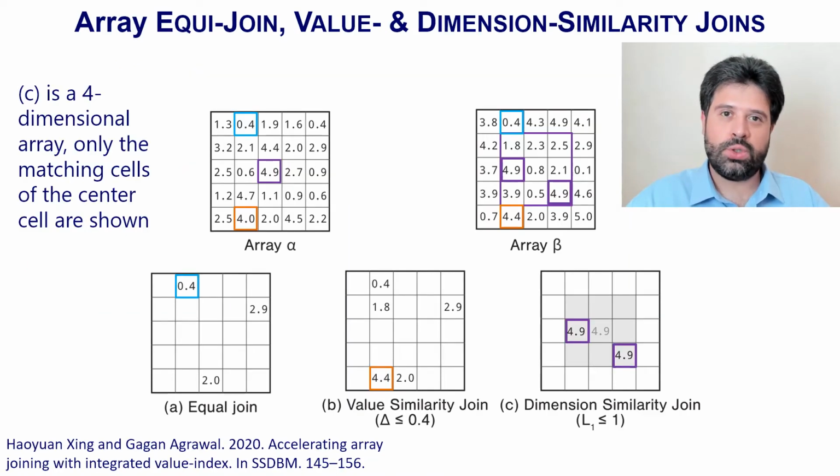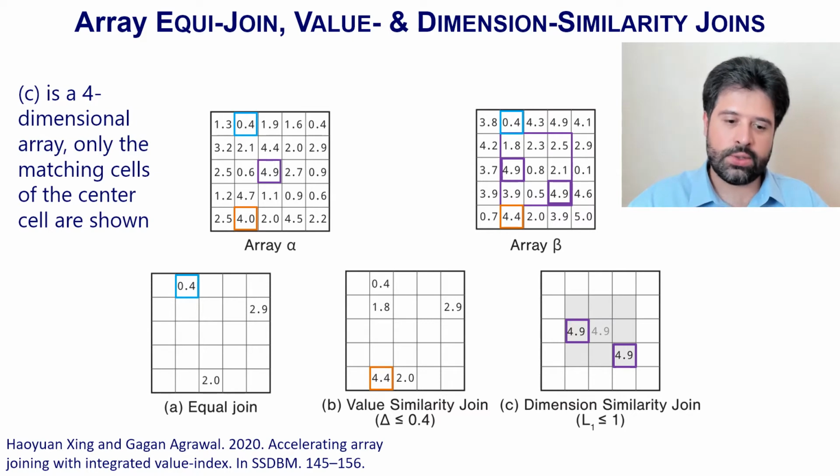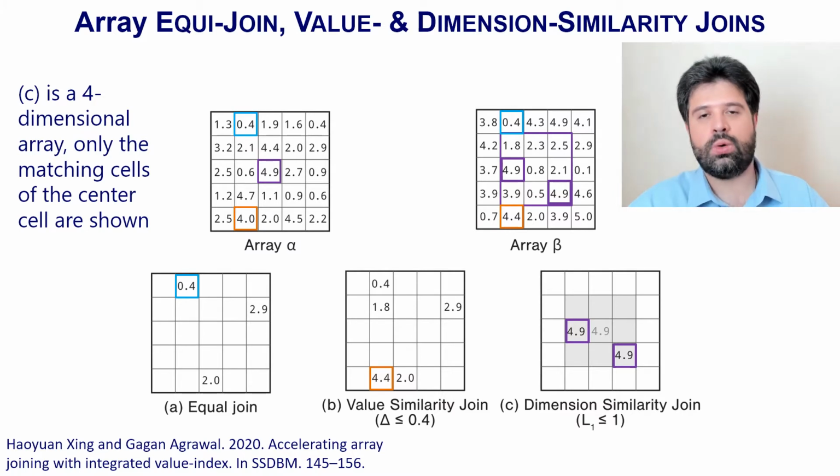Here we have two two-dimensional arrays, alpha and beta, as inputs. Equijoin returns the cells with the same coordinates that are equal in both input arrays. Value similarity join returns the cell pairs also with the same coordinates, but with value difference less or equal than a threshold. Dimension similarity join returns the matching cell pairs with difference between their coordinates not greater than a threshold.